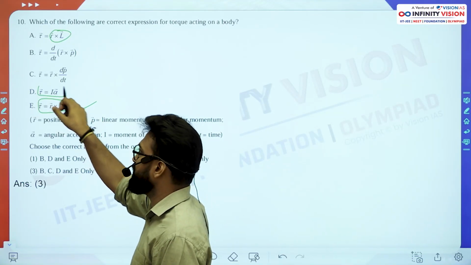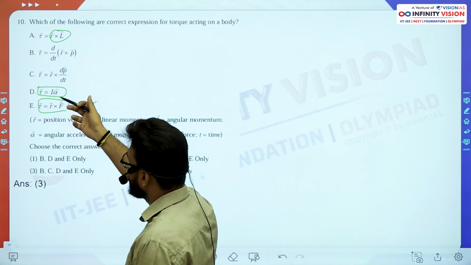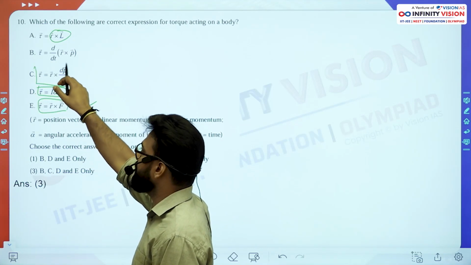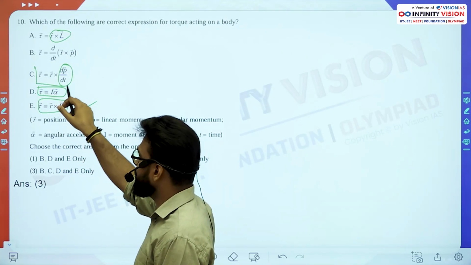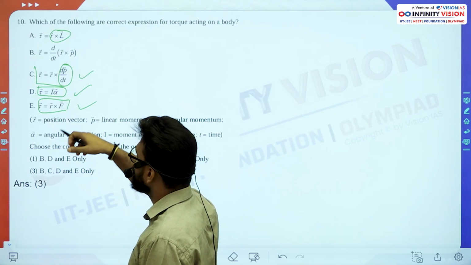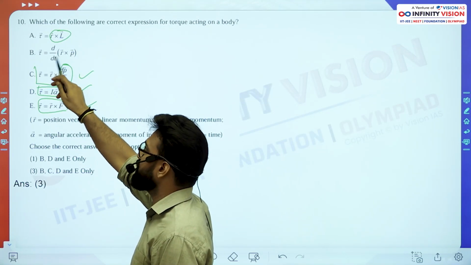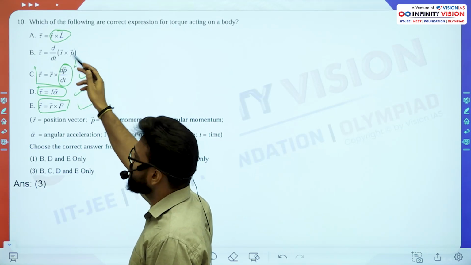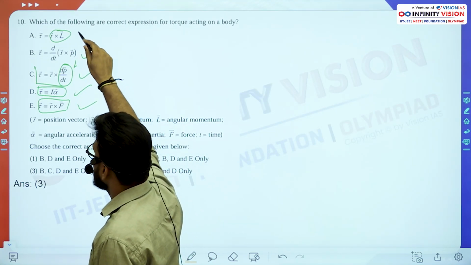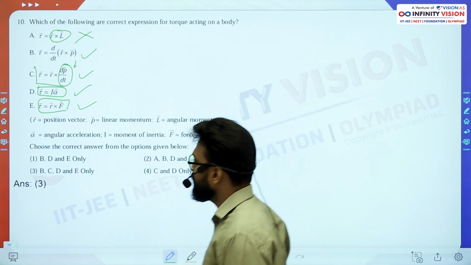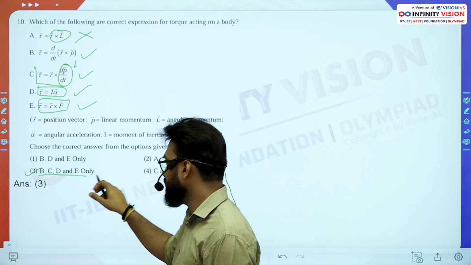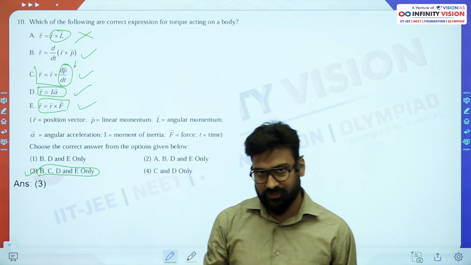Torque is also given to you in rotation. It is equal to I alpha. Torque can also be written as R dp by dt, which is change in momentum per unit time, which is nothing but force, R cross F. So this is also true. This is also true. And this expression is also true because eventually you differentiate and you will get this expression also. The only wrong expression is the first option. That means the third option would be the correct option. B, C, D, E is the only option that is correct. Okay.